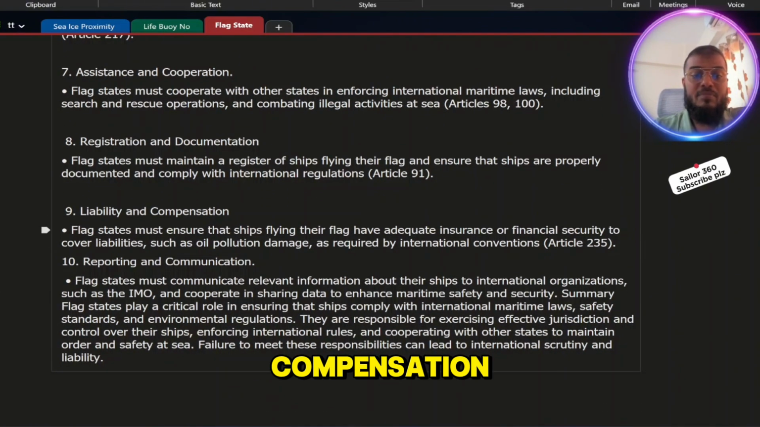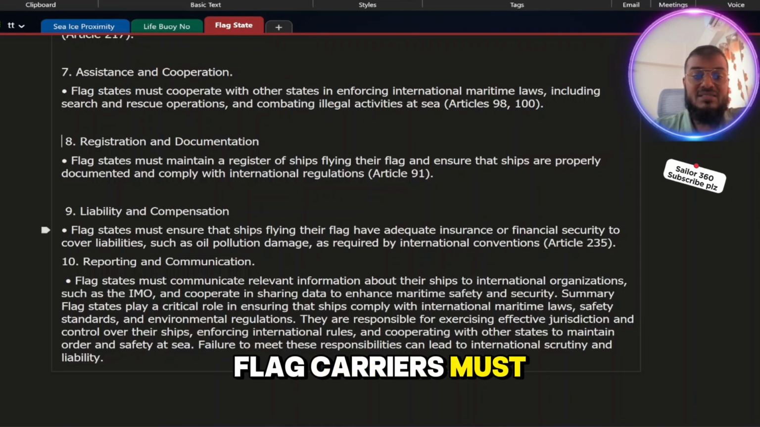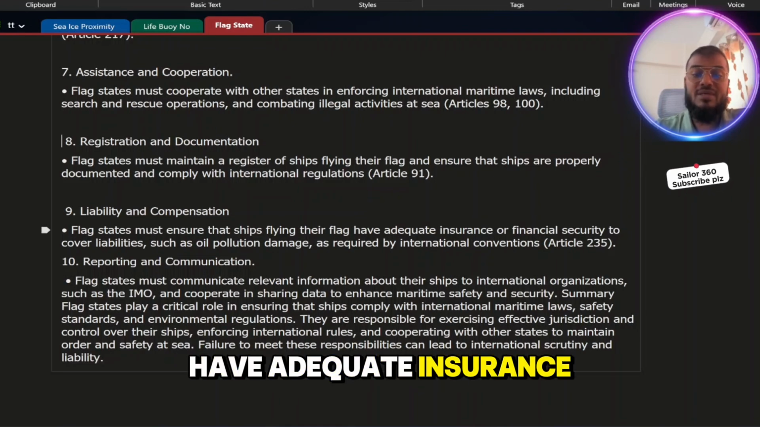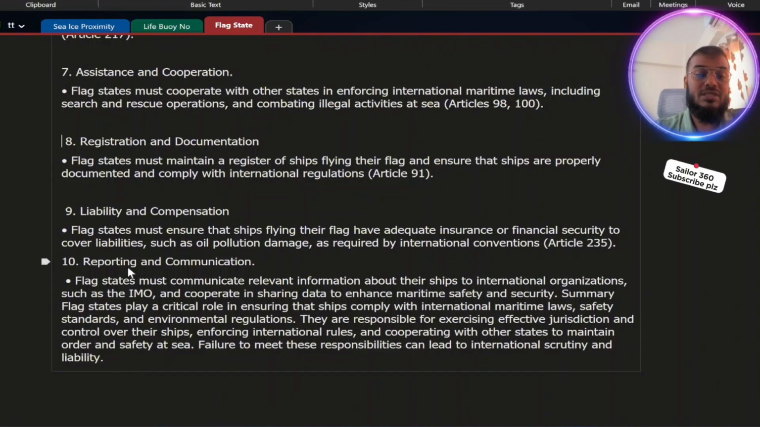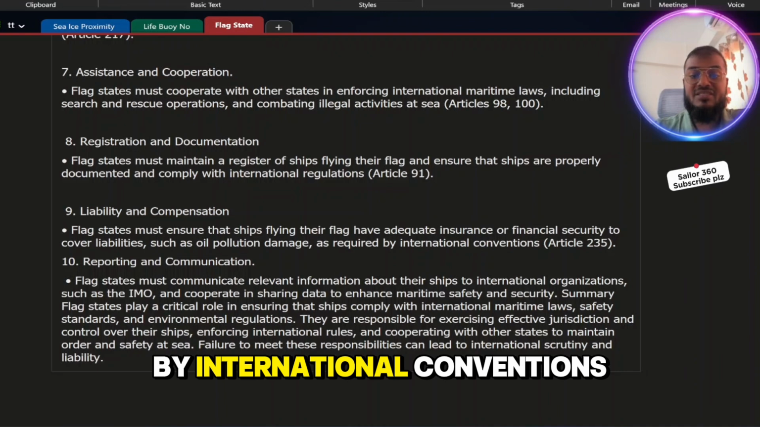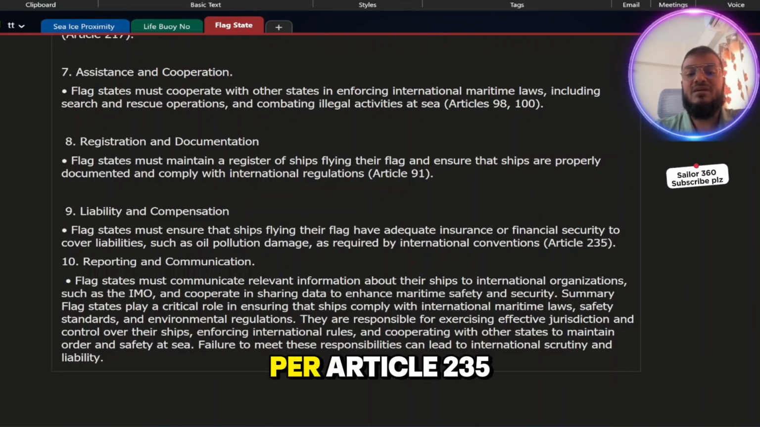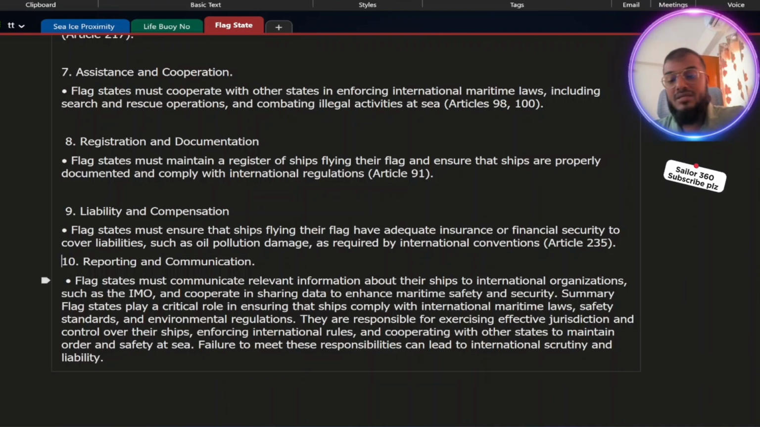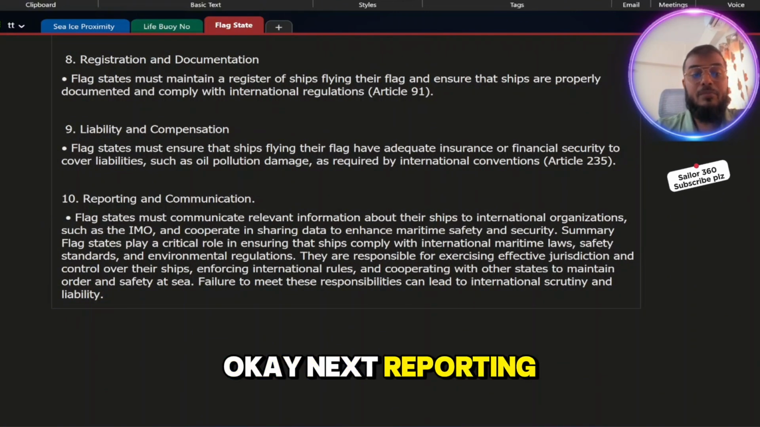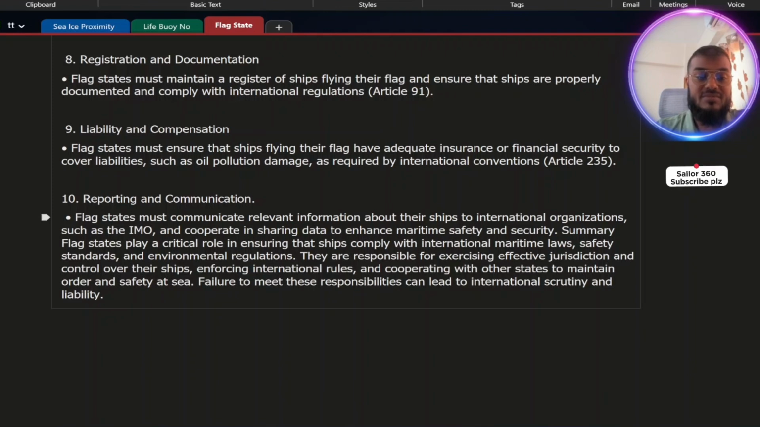Number 9, liability and compensation. Flag states must ensure that ships flying their flag have adequate insurance or financial security to cover liabilities such as oil pollution damage as required by international conventions, that is as per Article 235. These articles all belong to UNCLOS. Okay, next, reporting and communication.